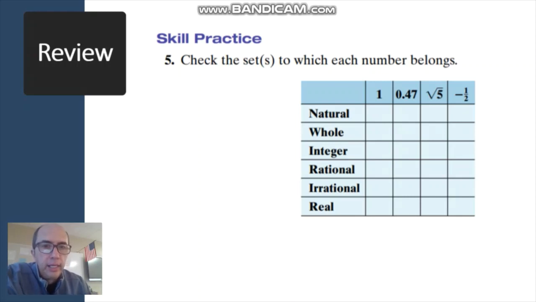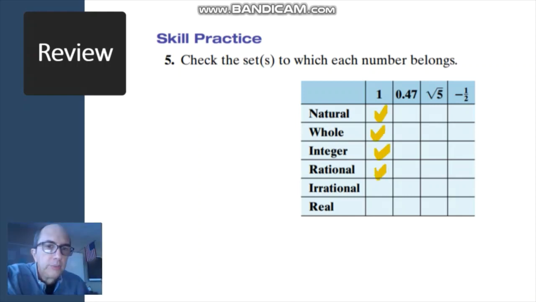Number 1: is it a natural number? Yes. Yes, whole number, yes, integer, yes, rational, and is it real? All these numbers are real numbers. 0.47: not natural, not whole, not integer, but yes, we can represent it as 47 over 100, for instance. Okay, not irrational.